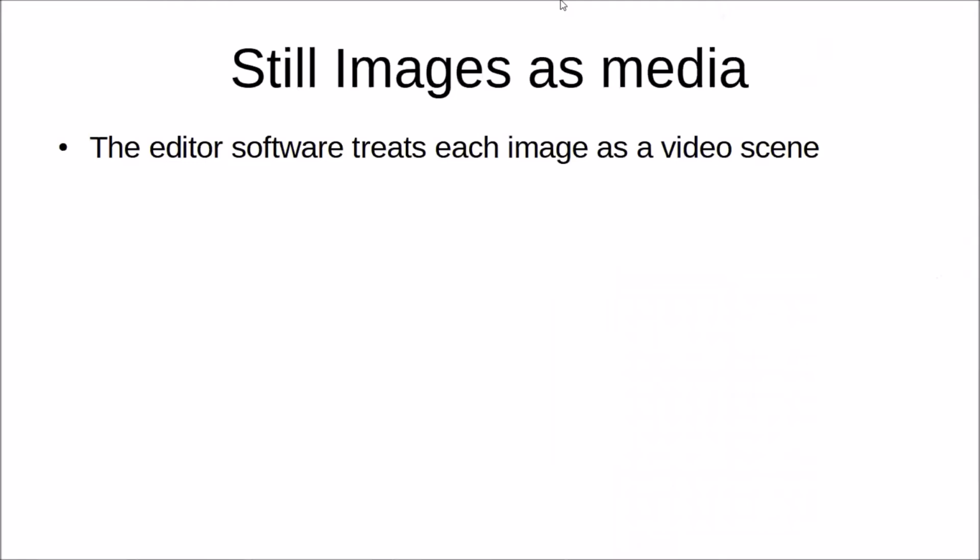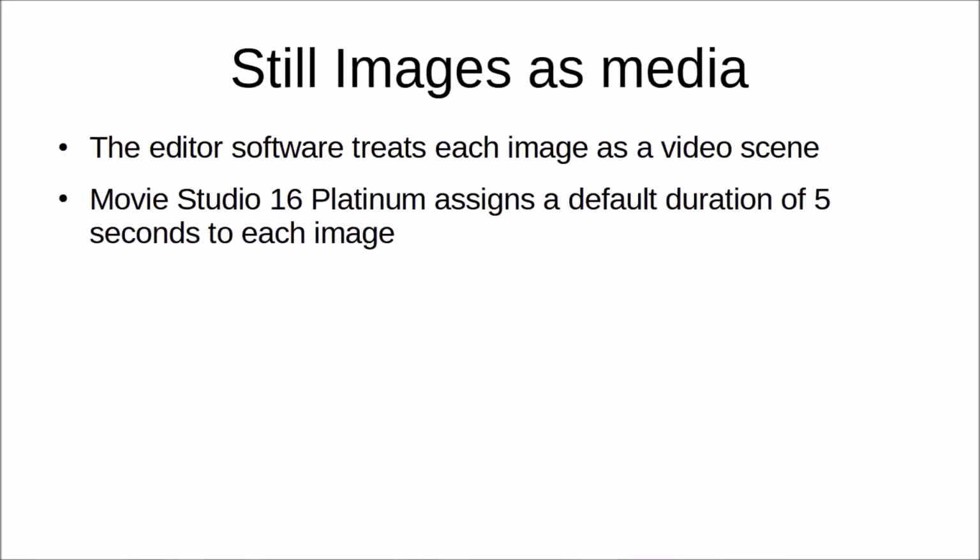All right, now, still images. As I mentioned before, when you drag a still image to a video track, the editor software treats each image as a video scene. Since still images by definition have no duration, it applies a default duration. And that default, as delivered, Movie Studio 16 uses a default of 5 seconds. I changed that default to 15 seconds at the request of the president of our computer club.